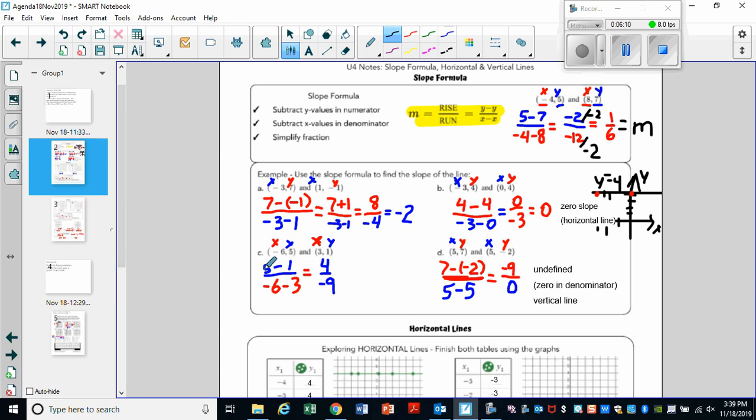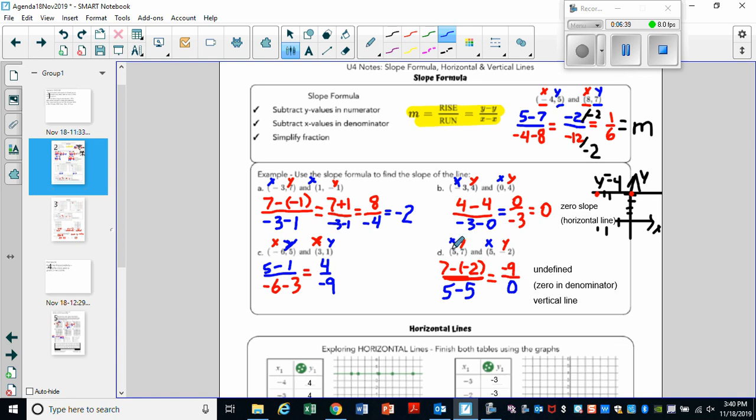Now for part C, again, take your y's. So 5 minus 1, which is 4. And then negative 6 minus 3. So bring down negative 6 minus 3 is negative 9. Now 4 over negative 9, since we can't simplify that fraction, this is our slope. We just stop here.